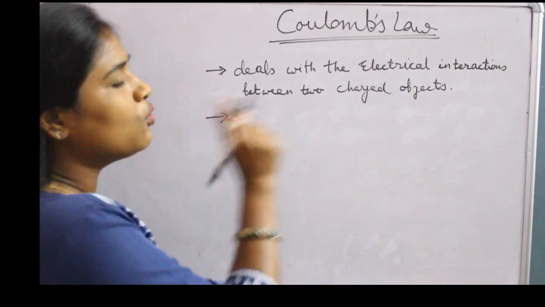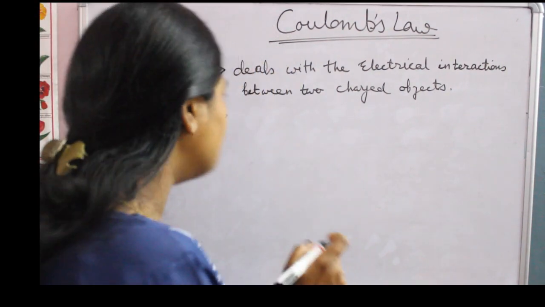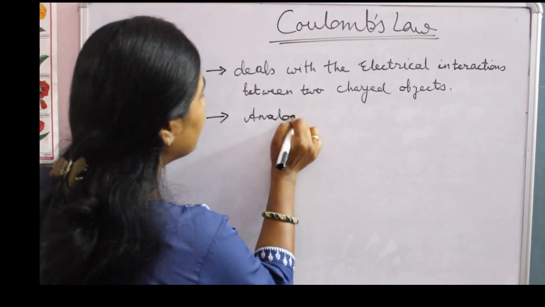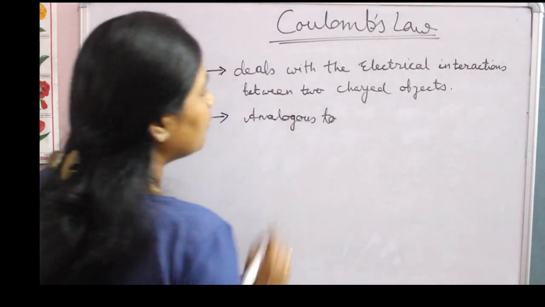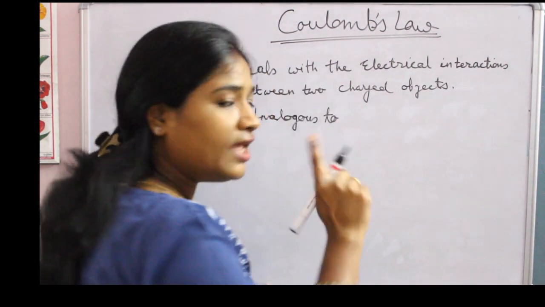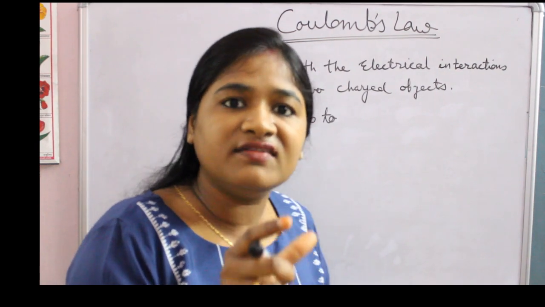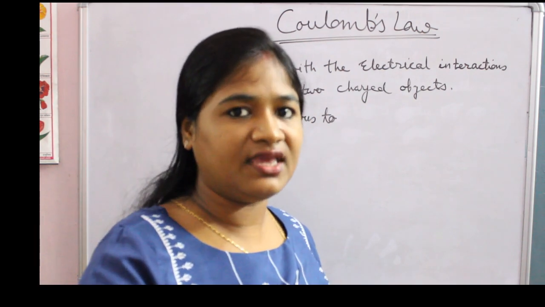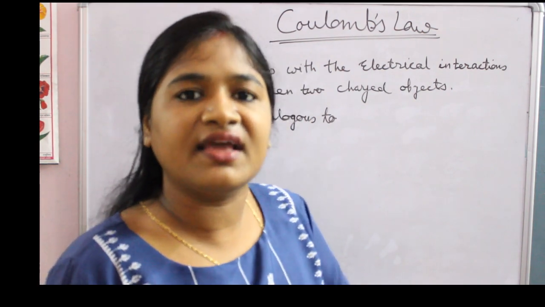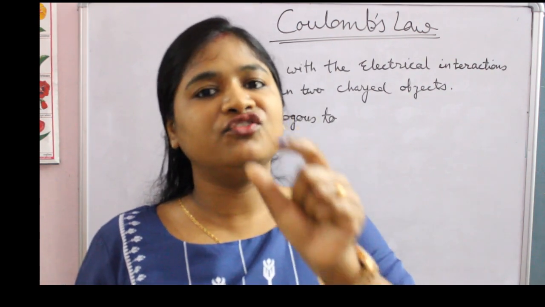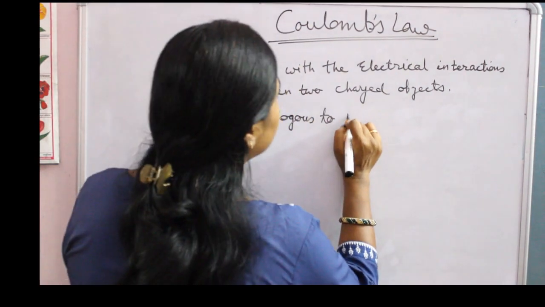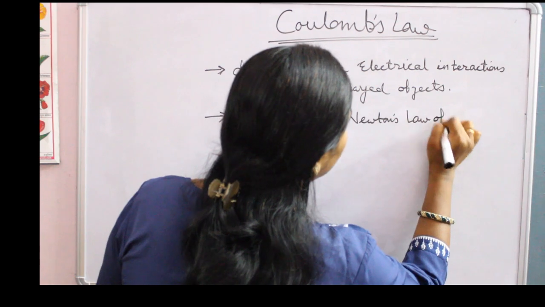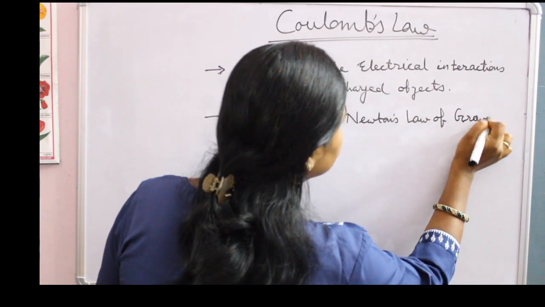Now the second point: Coulomb's law is analogous to Newton's law of gravitation. In which aspect is it analogous? It is analogous in the formula aspect, in the aspect of magnitude. You can relate the formula of Fg to the formula of Fe. Fg means the gravitational force, Fe means the electrostatic force. So it is analogous to Newton's law of gravitation.